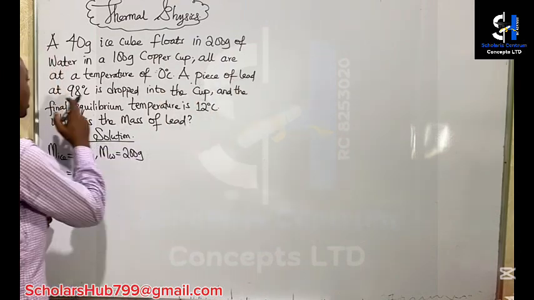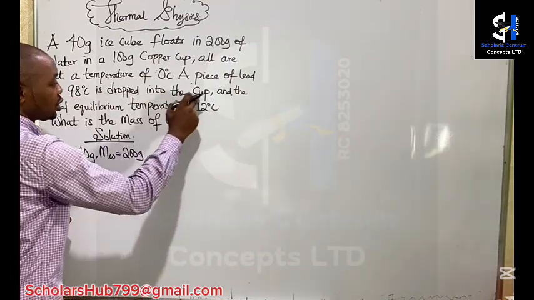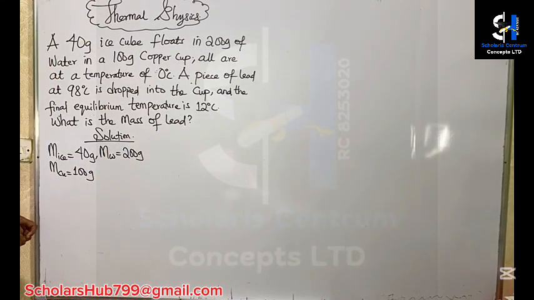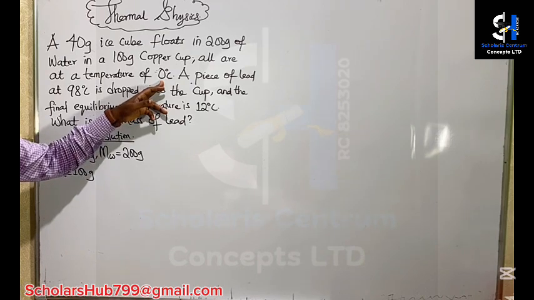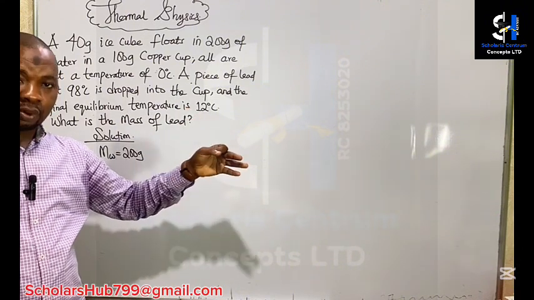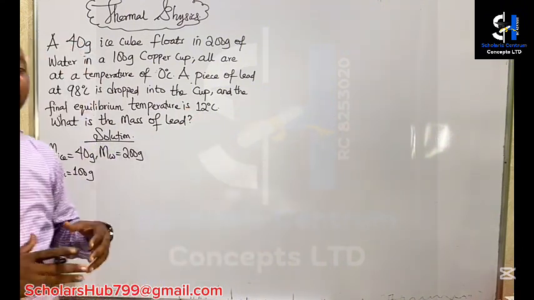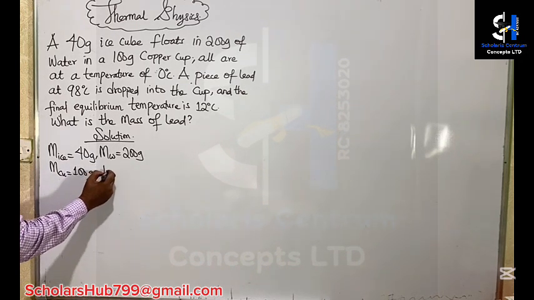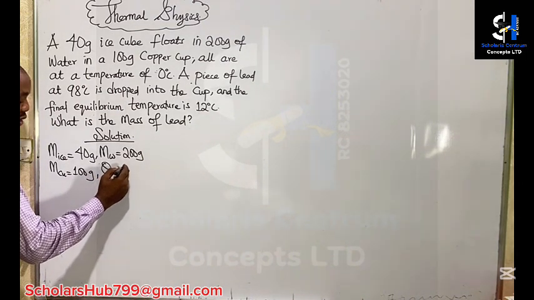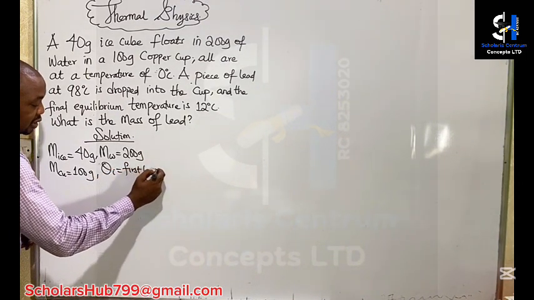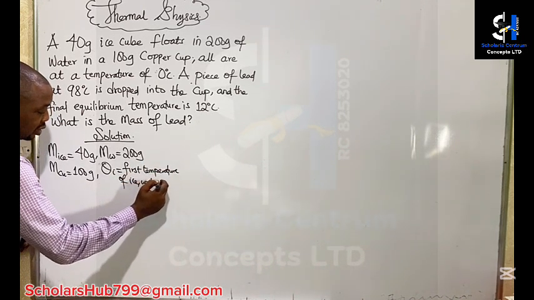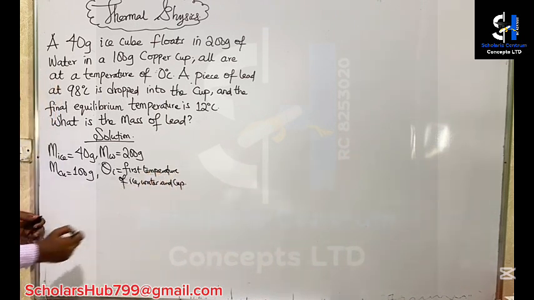So a piece of lead at 98 degrees Celsius is dropped into the cup, and the final temperature is 12 degrees Celsius. Now, first we need to understand that this 0 degrees Celsius is the first temperature of water, ice, and cup. That is the initial temperature. That is the starting temperature. So the temperature of ice is the same thing as the initial temperature. This is the first temperature of ice, water, and the cup.